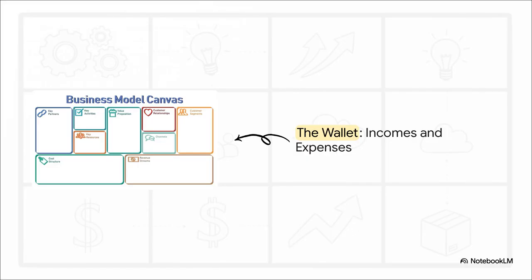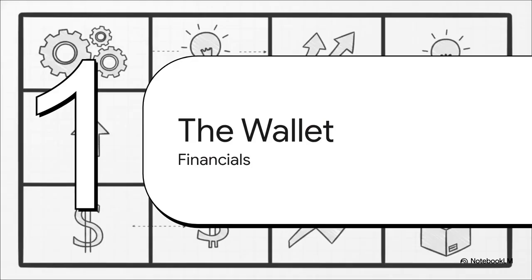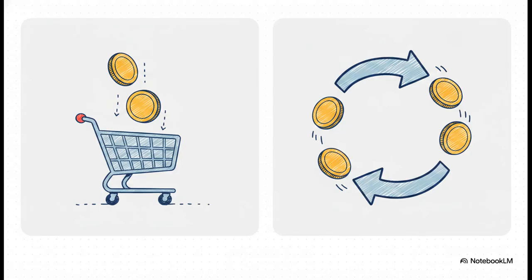Finally, we transition to the absolute foundation of the canvas, which we call the wallet. This is that critical financial counterbalance that ultimately determines if your grand, beautiful strategy is actually viable in the real world. Part 5, the wallet, all about the financials. This section is beautifully brutal. It pits the revenue streams coming into the business directly against the cost structures that must inevitably go out.